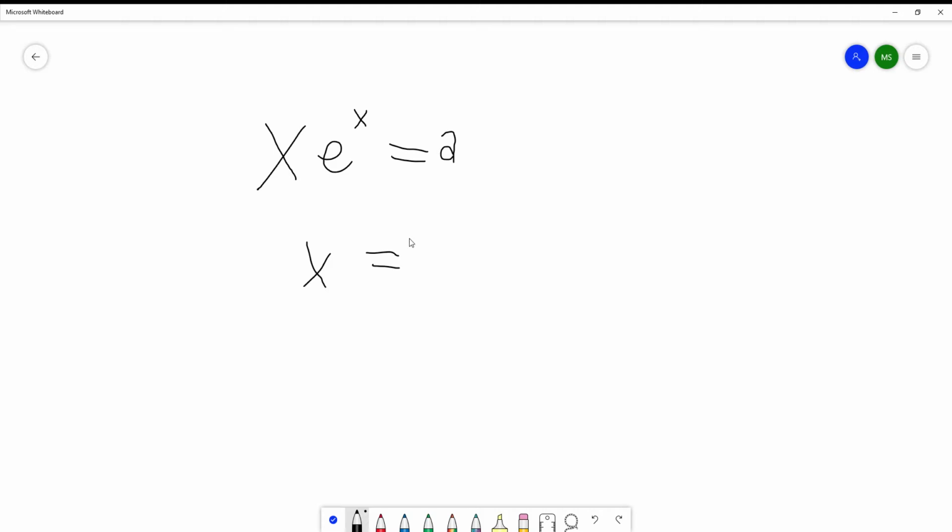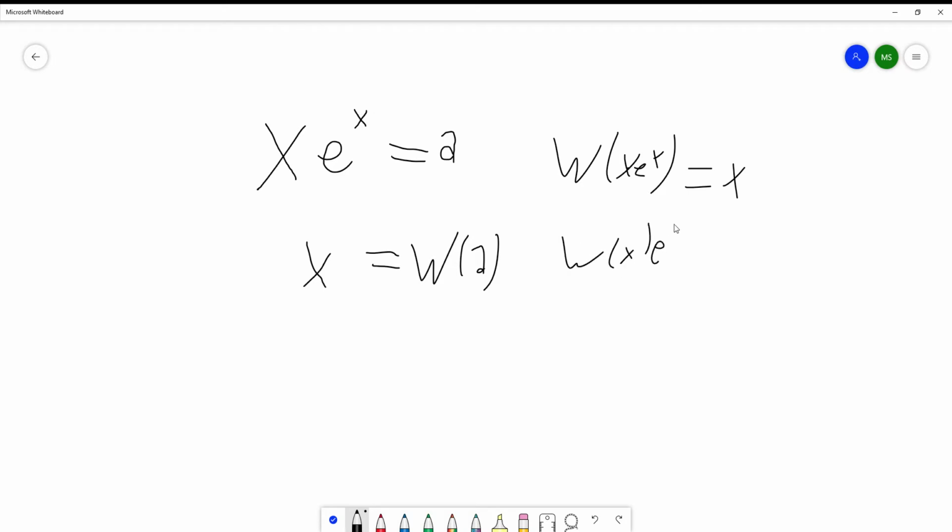So the answer is, if x times e to the x equals a, then x is W of a. W is actually just the inverse function of x times e to the x. That means that this will be x. It also means that W of x times e to the W of x will give us x back.